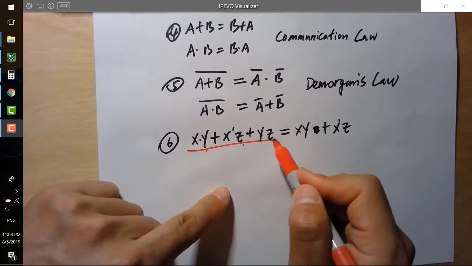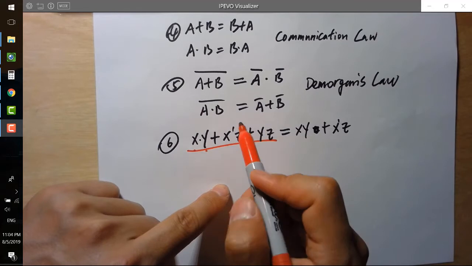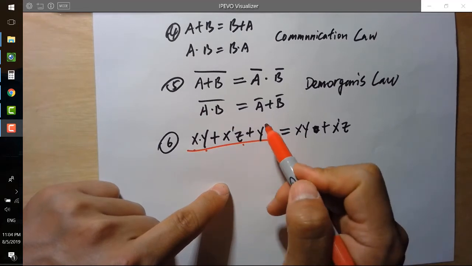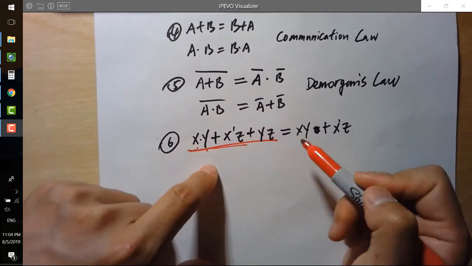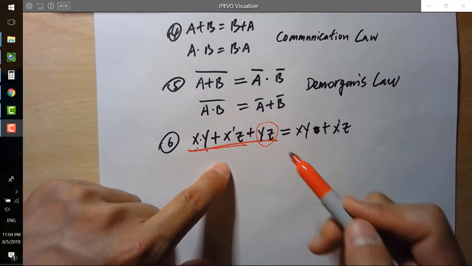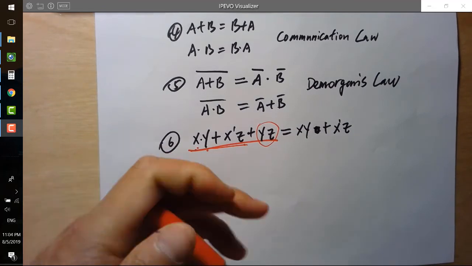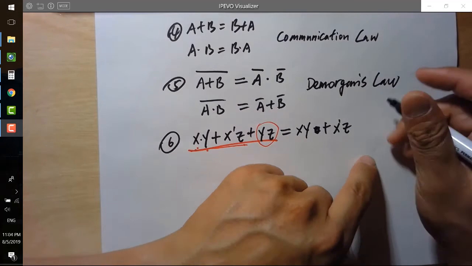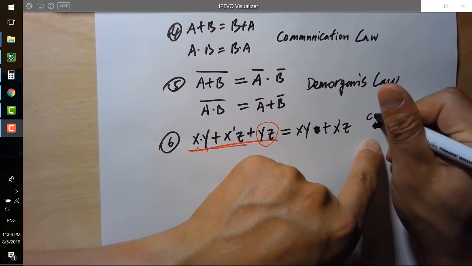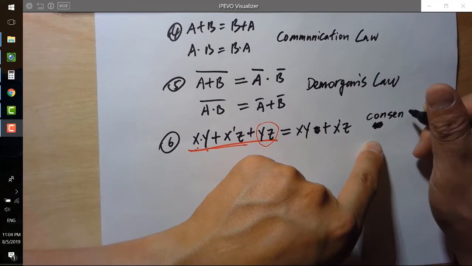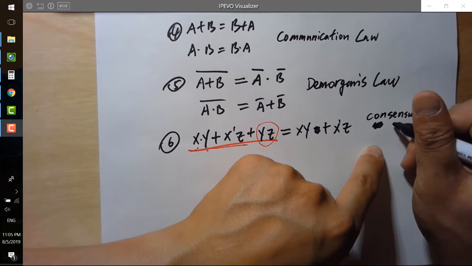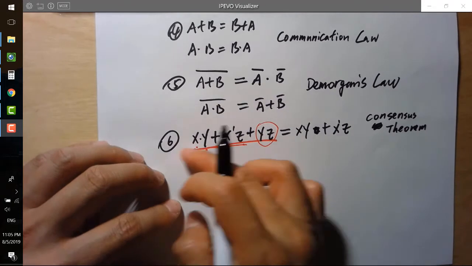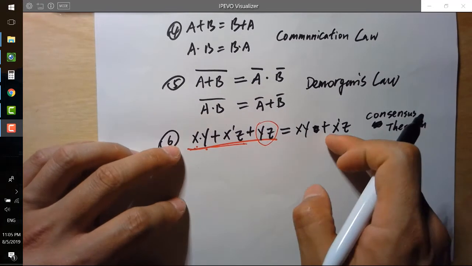So whenever you see this, the terms that have this variable and also the inverse, these two terms are valid, and the other term here is actually redundant. So this is called the consensus law or consensus theorem. Okay, you can simplify this logic expression this way.